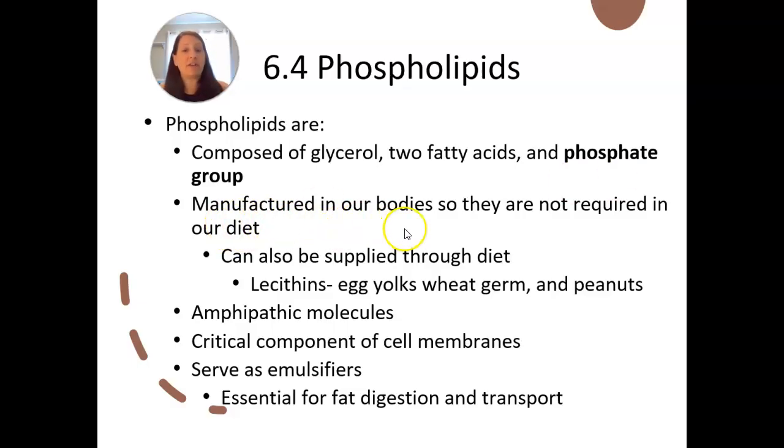These can be manufactured in our bodies, so they're not required in our diet like essential fatty acids are. They can be supplied through the diet. There are these things called lecithins, and we get those from egg yolks, wheat germ, and peanuts, which are a couple of different sources of that. But again, our bodies can make them.